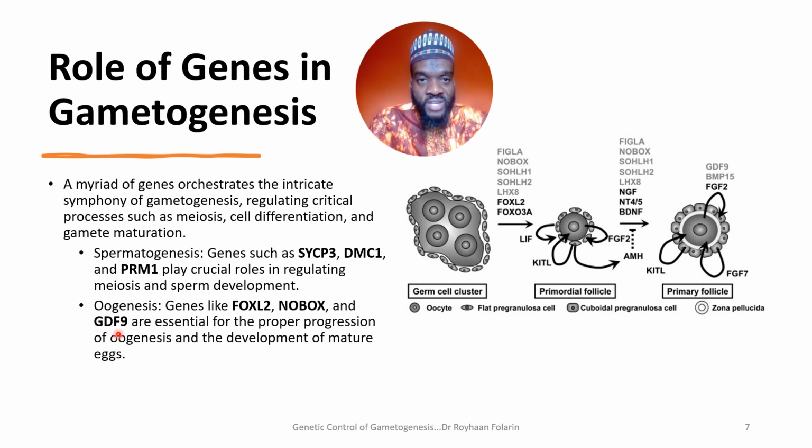We also have the GDF9, which stands for growth differentiation factor 9, which is another gene that codes for protein. And of course, it's also important in the development of ovarian follicles. It's particularly involved in the regulation of oocyte maturation, and it's very crucial to female fertility.